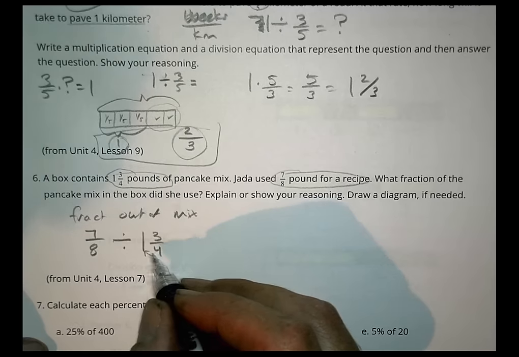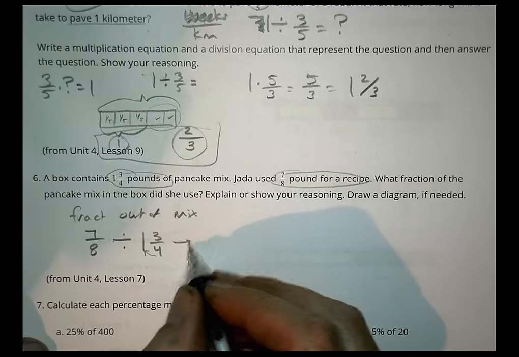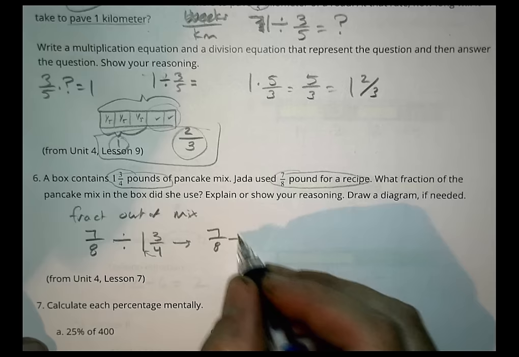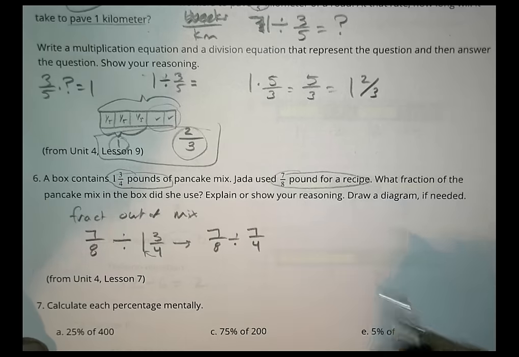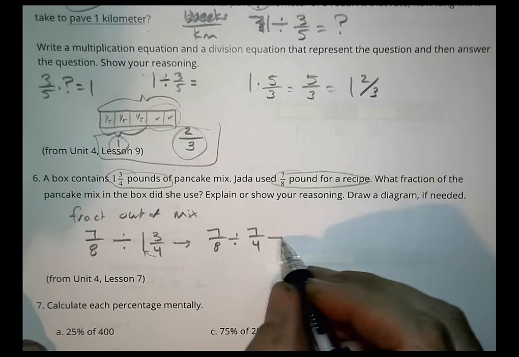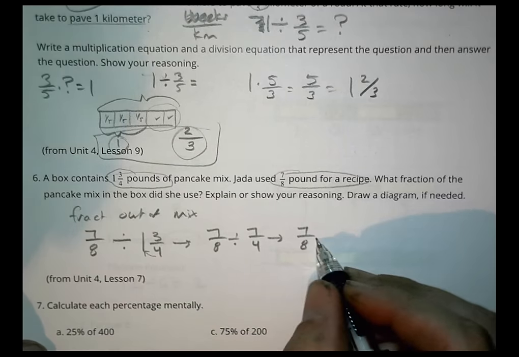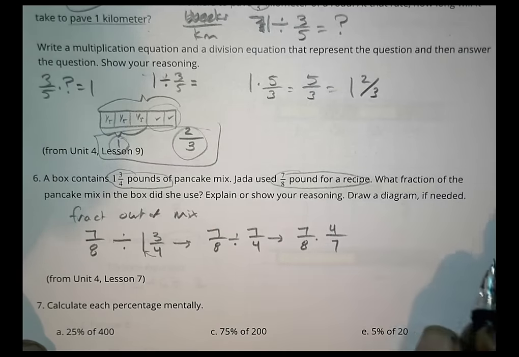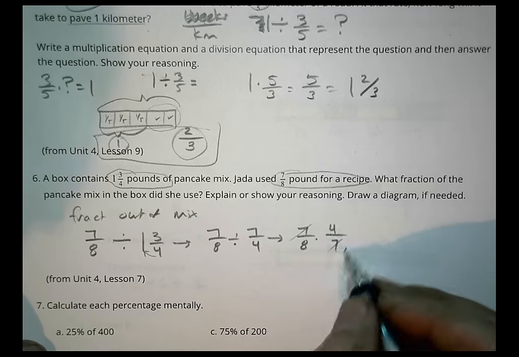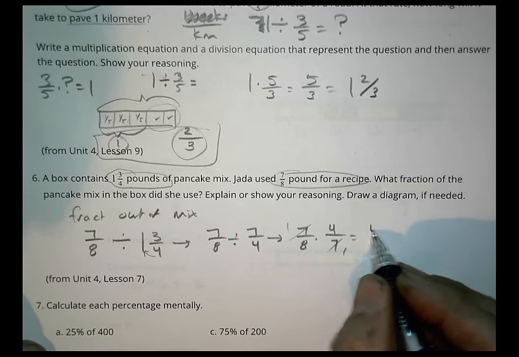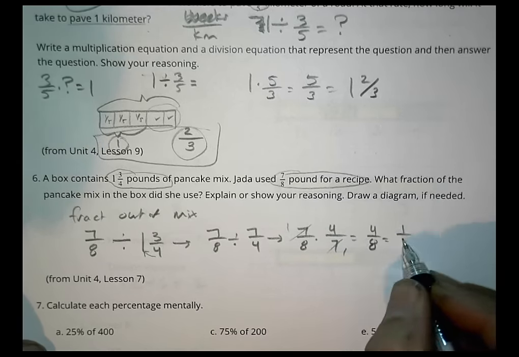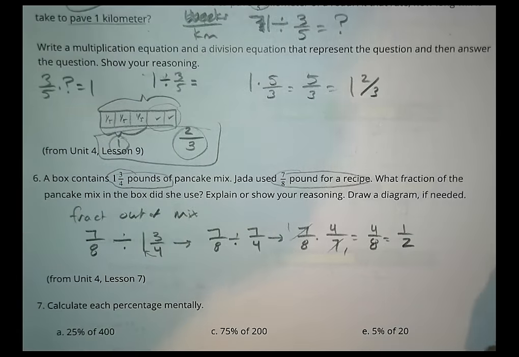This is 4 times 1 is 4 plus 3 is 7. So I have 7/8 divided by 7/4. When I flip that around, I have 7/8 times 4 over 7. Those are going to reduce to 1 over 1. I'm left with 4 over 8, which is the same as a half. So, what fraction of the pancake mix did she use? She used half of the pancake mix for that recipe.